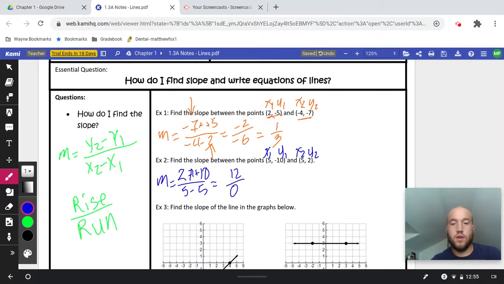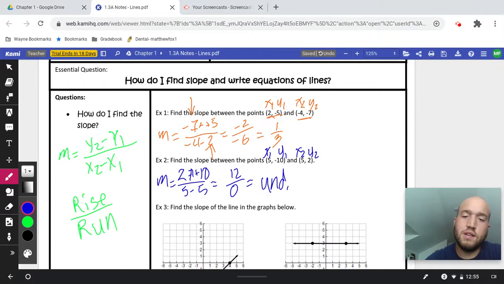Okay, now anytime we have 12 over 0, anytime we have a 0 on the bottom, red flags need to go off. We can't divide something by 0. If I have $12 and I'm trying to divide it between 0 people, that doesn't make sense, okay? So if we have a 0 on the bottom, that is going to be a special situation. UND stands for undefined. This would be an example.